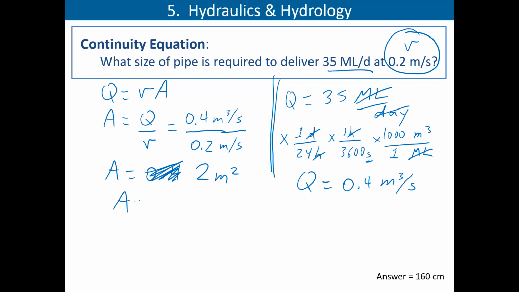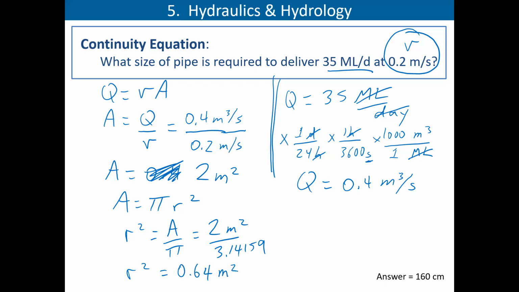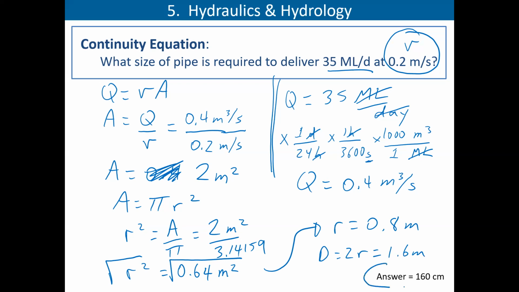So area, remember, is pi r squared. So we're going to manipulate this formula around. That means r squared is going to be area divided by pi. So that's 2 meters squared divided by 3.14159 or whatever pi is. And so that means r squared, now this I need a calculator for. Punch that in and I get 0.64 meters squared. So I need to find r. So I need to take the square root of both of these. So r is 0.8 meters. Remember, diameter is 2 times r. So diameter is 1.6 meters or 160 centimeters.